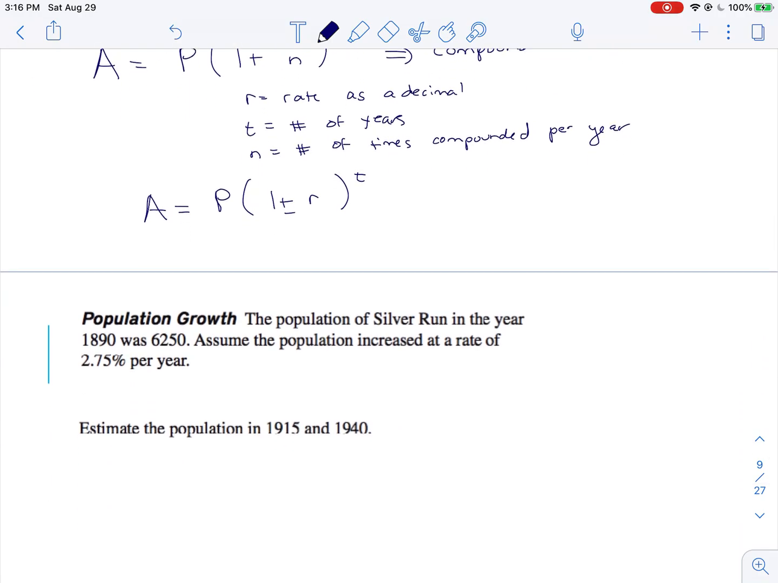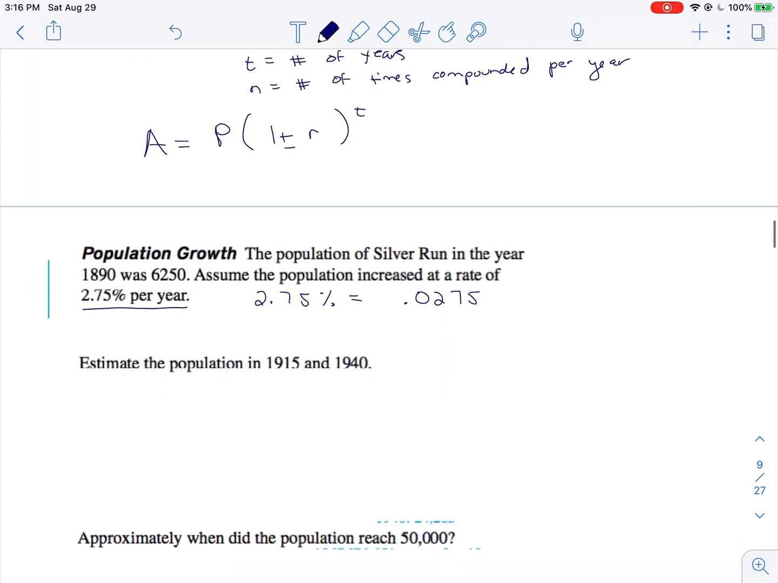The population of Silver Run in the year 1890 was 6,250. Assume that the population increased at a rate of 2.75% per year. So 2.75% as a decimal, remember move it over twice, would be 0.0275. Estimate the population in 1915 and 1940.